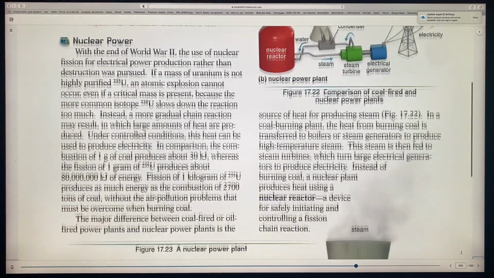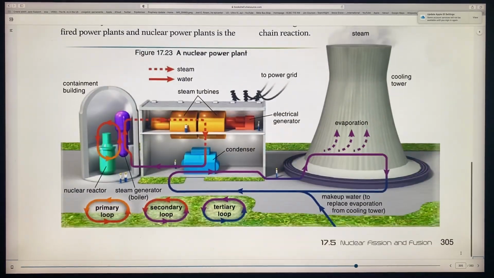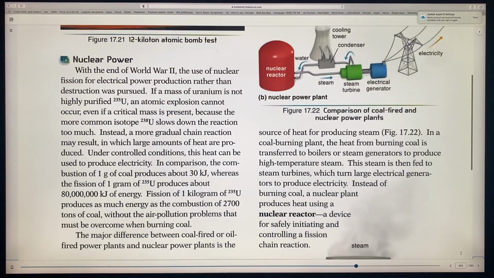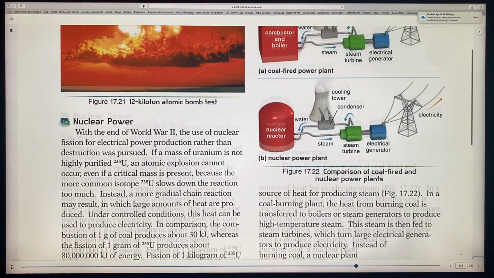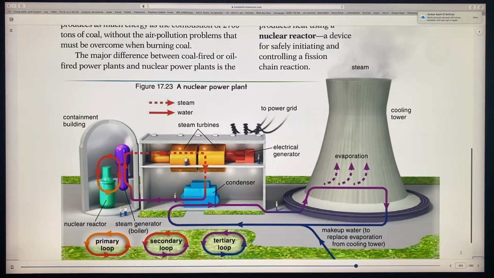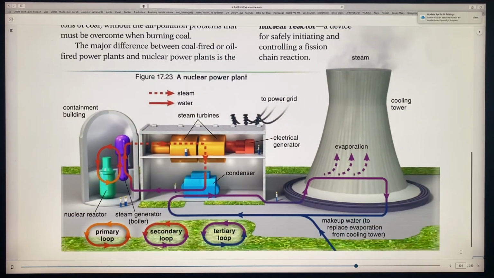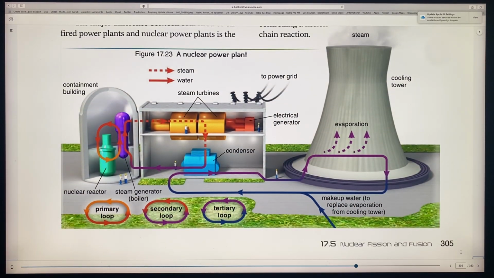Here's another picture of a nuclear power plant. This is just showing you how it's reacting and what is needed. Of course, they have the loops that it goes through. Here we have the containment building, containing the nuclear reactor.